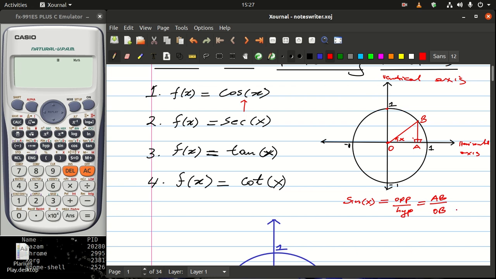And then secondly, if you look into this, the cosine of x, which is the same as the adjacent over the hypotenuse, is going to be, adjacent is the side between the marked angle and 90 degrees, so it is this side, which is OA, divided by the hypotenuse, which is OB.